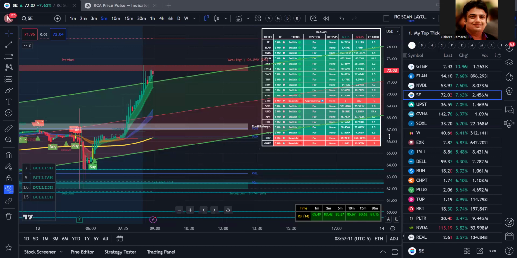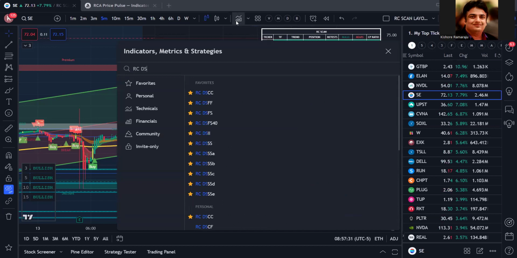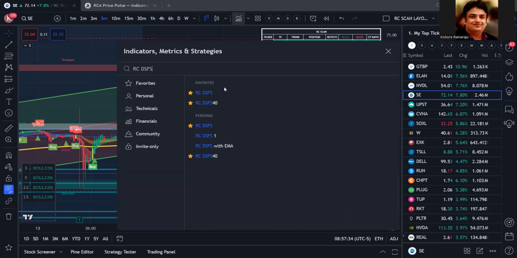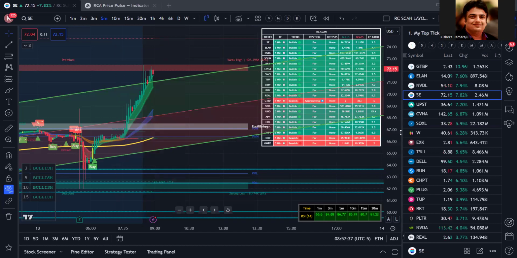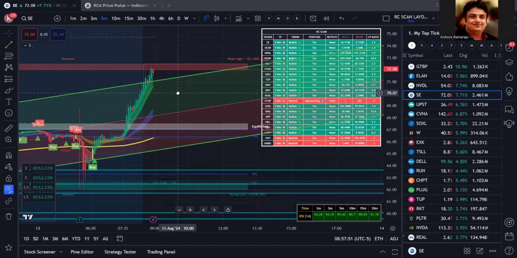So as you remember, we generally follow our step number one: we will always start with the scanner, whether it can be RC scan or RCDSFS. Let me also add one of the scanners, and whenever the scanner gives a signal, we can go to the chart and see whether we have confluence from the other indicators.